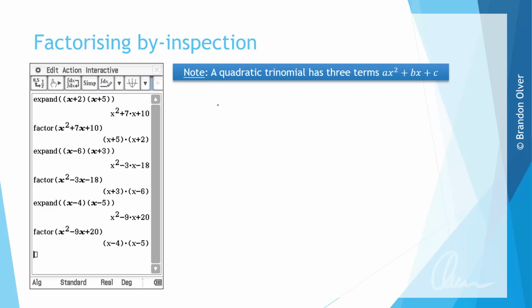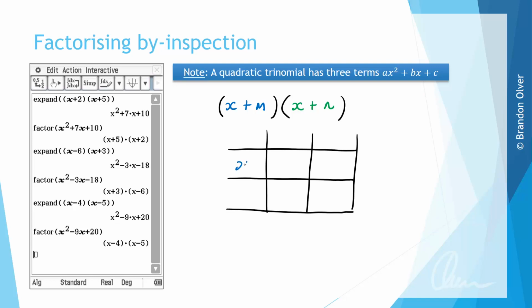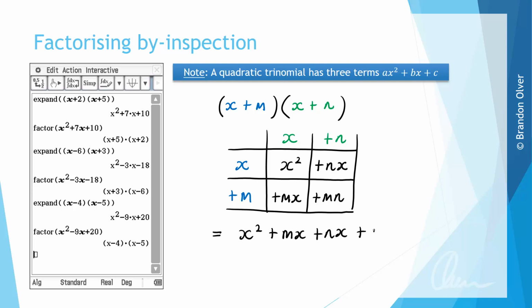Just to have a look at a more general case, we're going to consider the following expansion. In the first bracket we're going to have x plus some number m, and in the second bracket we're going to have x plus some number n. Now we're going to set up a grid to expand that. Down here we have x plus m, and across the top we have x plus n. Multiplying x times x gives x squared, then positive n times x is plus nx, x times positive m is plus mx, and n times m is plus mn. So when we expand this out, we get x squared plus mx plus nx plus mn.